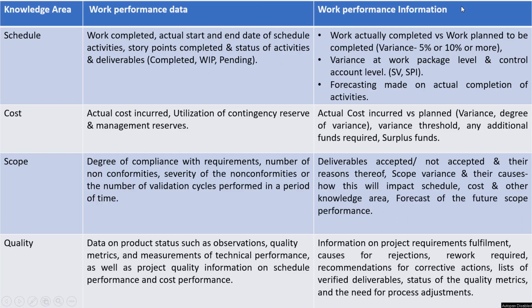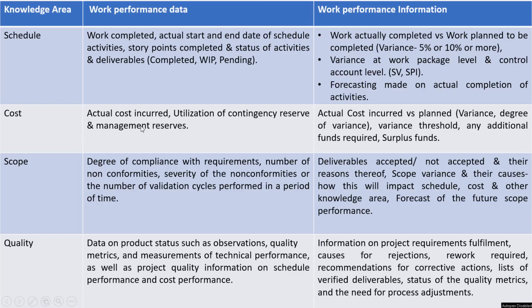Now let's look at work performance information. How would work performance information look in the schedule knowledge area? Work actually completed versus work planned to be completed, whether there is any variance, and if there is any variance, what is the degree of variance? Is it 5%, 10%, or more? Because accordingly the actions will be taken. Again, what is the variance at each work package level and control account level? So what is our schedule variance and what is our schedule performance index? And basis this, we will also do the forecasting on the actual completion of the activities. So this is all work performance information where we compared the actual work completed with the work which was planned to be completed. If there is any variance, what is the degree of variance? And basis the variance also, we will understand when the actual completion of the activities would happen. We will also make the forecasting.